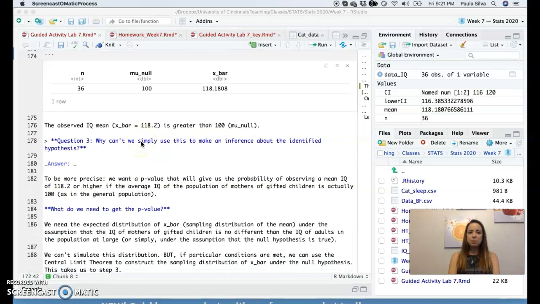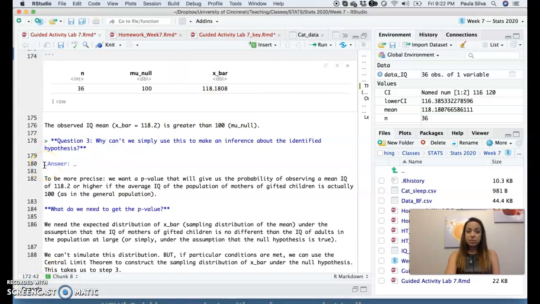Question 3 for you to think about. Why can't we simply use this to make an inference about the hypothesis? Why can't we just see, look, 118 is greater than 100, so let's just assume that mothers of gifted children do have a higher IQ? Why can't we make that conclusion just by looking at the estimated mean?